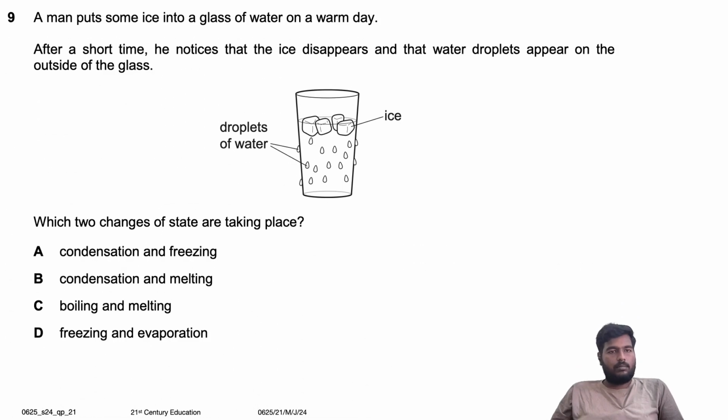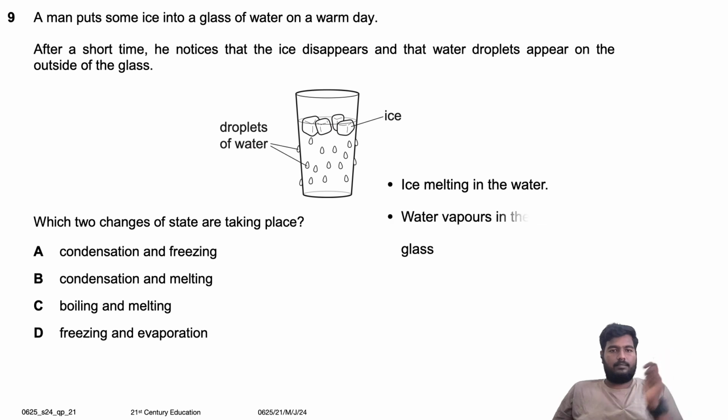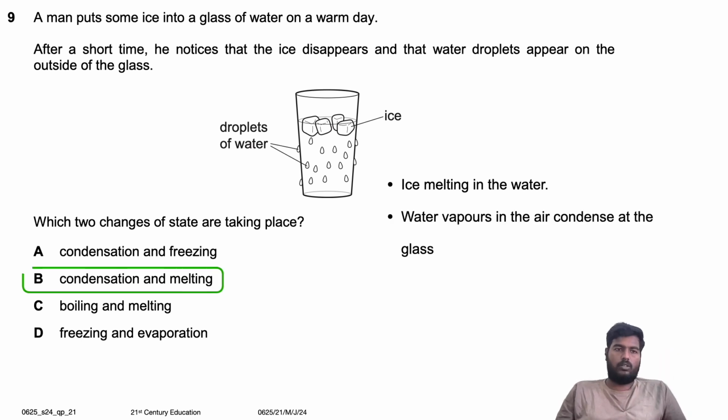A man puts some ice into a glass of water on a warm day. After some time, he notices that the ice disappears and that water droplets appear on the outside of the glass. Which two changes of state are taking place? Ice is melting and water droplets are condensing. So it's condensation and melting. So option B.